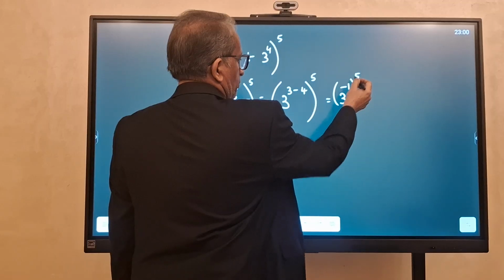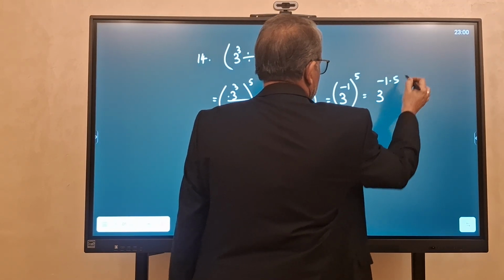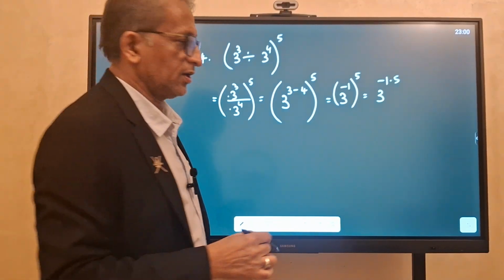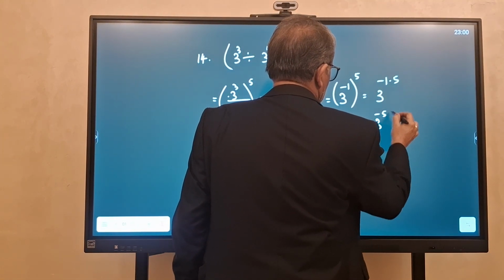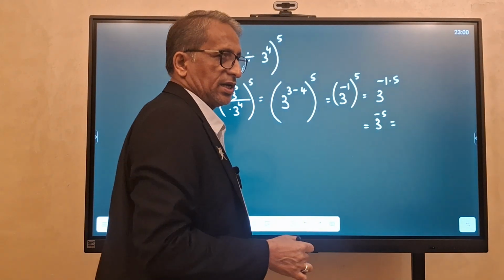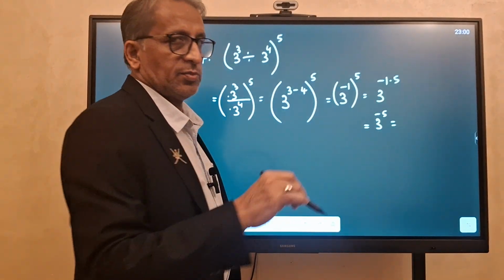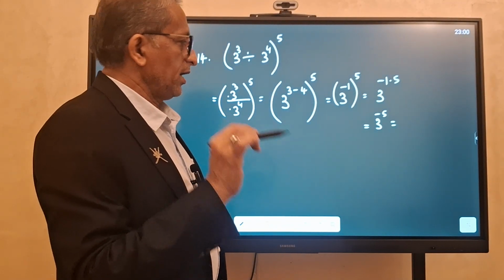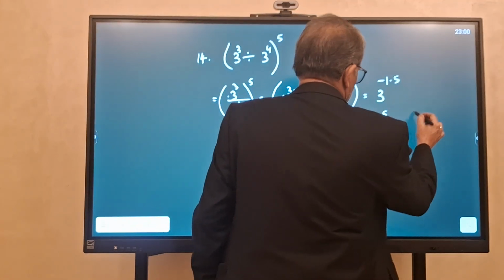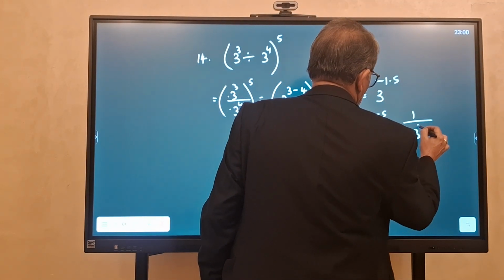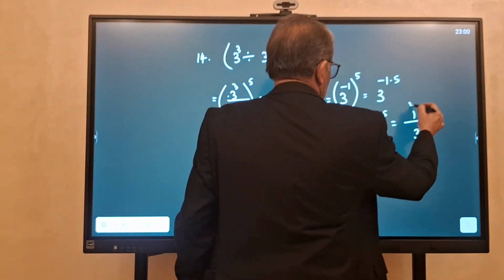Now there are two powers. So what will I do? I will multiply those powers, that is minus 1 into 5. So what is minus 1 into 5? Minus 5. Since the power is negative, you should always make the negative exponent a positive exponent. So I can bring this down. When I bring it down, the minus becomes plus. So that is the answer.